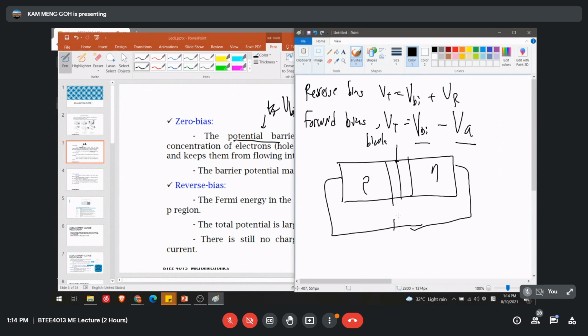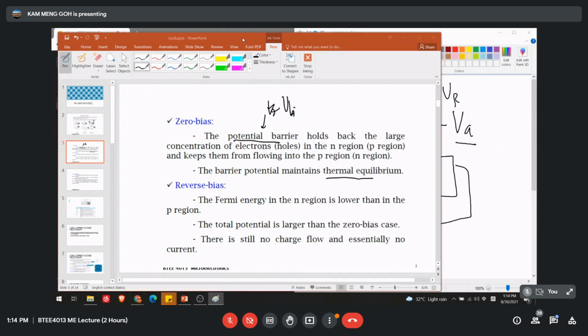But when you include the reverse bias battery here, this will increase the width. When you increase the width, your VBI will be adding the VR also. When VBI adds the VR together, the barrier is getting higher. So it won't be possible for the electron or the hole to flow over here or flow over here. It won't happen because you are applying the reverse bias, which adds the additional voltage to block them from flowing to each other.